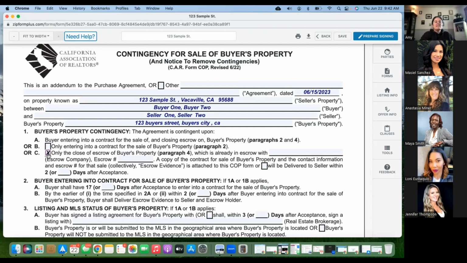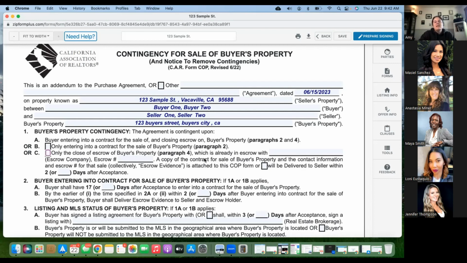If we wanted to check C, it would be only the close of escrow of the buyer's property because it's already in escrow. Okay, so 1 is both entering into contract and the close. The second is just entering into the contract. And C is, hey, we're already in contract on the property we're trying to sell. We just want to make sure it closes. We would check this box here for C.